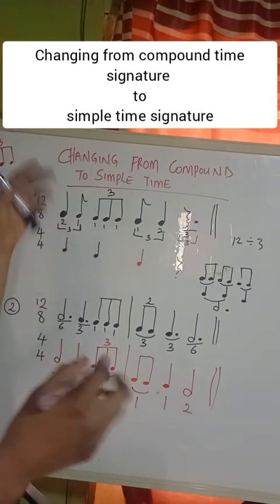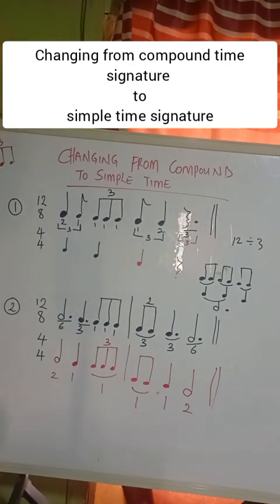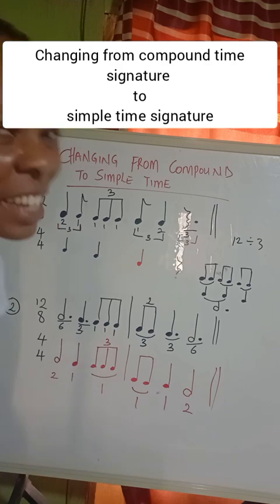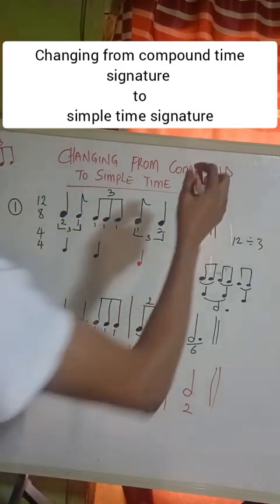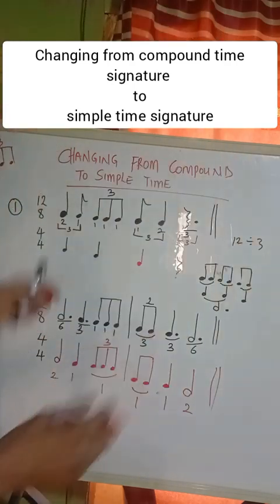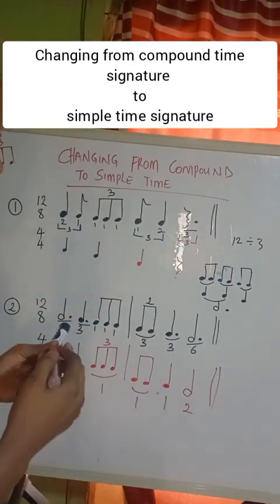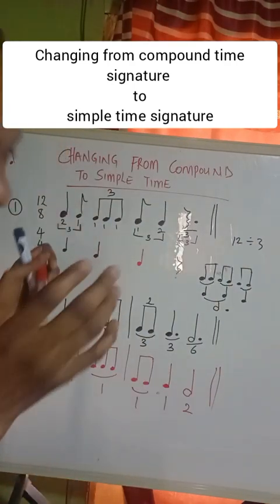So this is the simplest way of changing from compound time to simple time signature. I hope you enjoy what I'm doing here. If you enjoy, ask your question. This is from grade 4, 5 upper. You'll be coming across stuff like this. So don't worry, it's a gradual process.